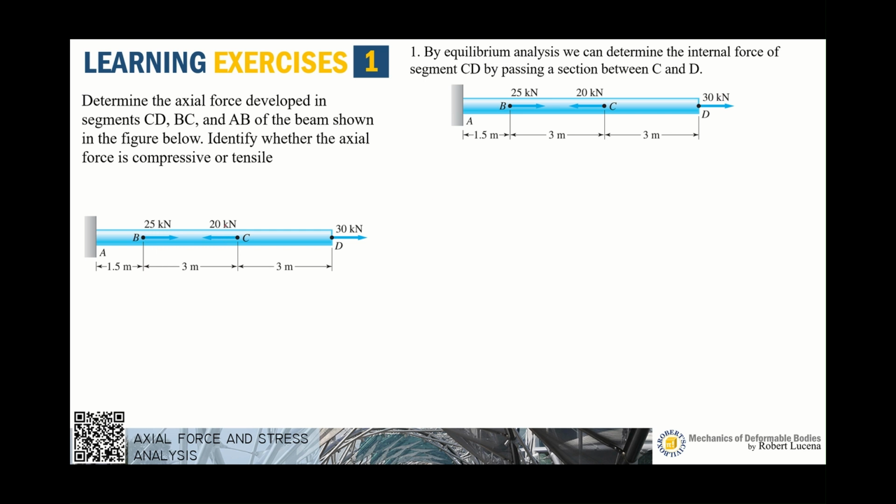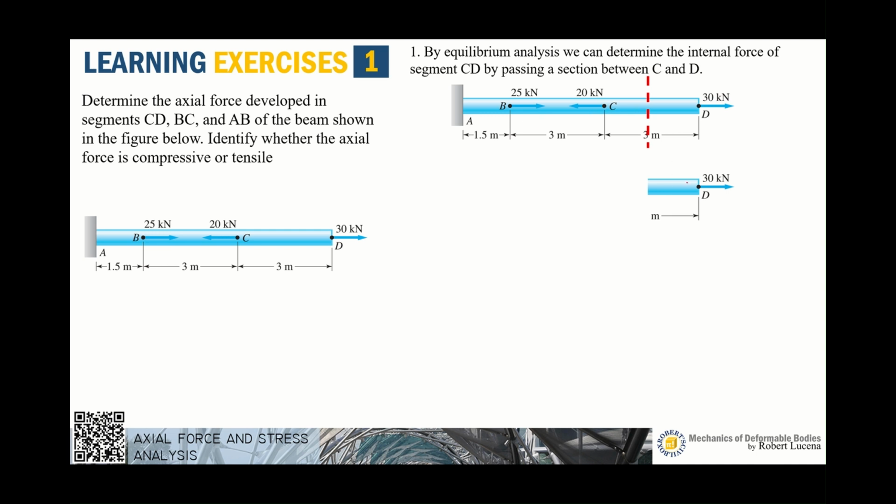If we want to explore the internal reaction at segment CD, we have to pass a cutting plane between C and D, like this one. And then we will choose which segment we will be using. Is it the left segment or the right segment? This time we'll be using the right segment for a more simplified solution, but you can use the left segment.